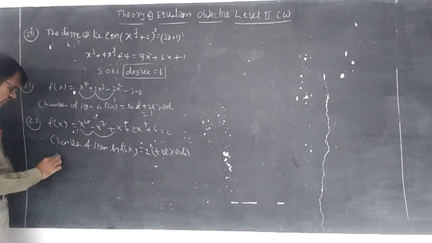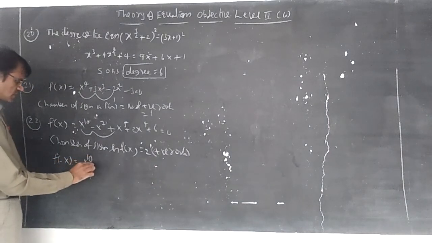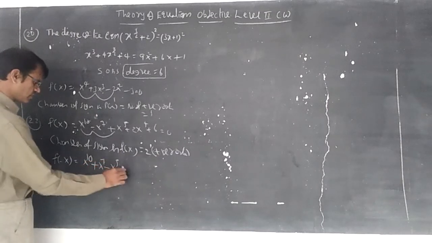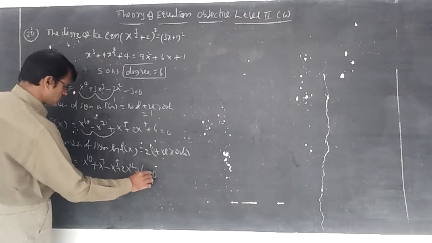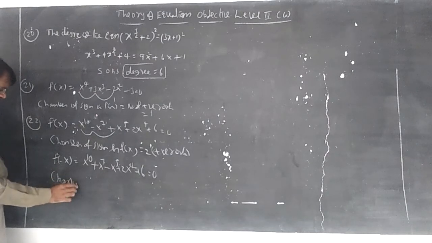Now take f of minus x. F of minus x becomes x power 10 plus x power 7 minus x power 5 plus 2x power 4 plus 6 equal to 0. Here, changes of sign.